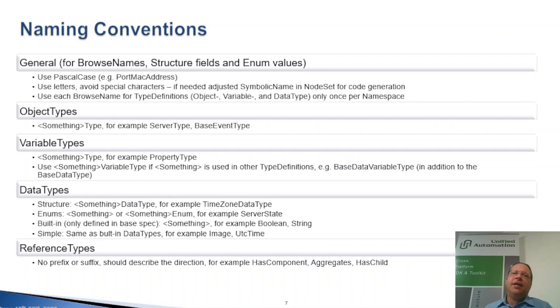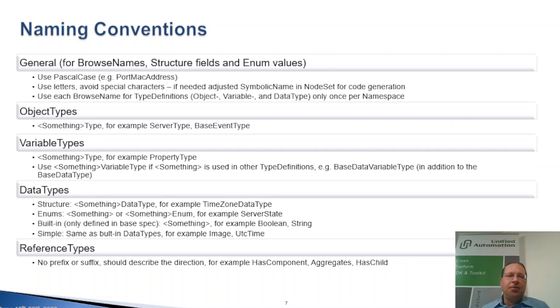Naming conventions, we have in the white paper. I don't want to dig into all the details, just point out that they exist. So we use Pascal case in general, so always an uppercase first letter and then lowercase the rest, and put them all in one word together, so to say. For object types, you should add a type at the end. For variable types also, so you have something like property type.